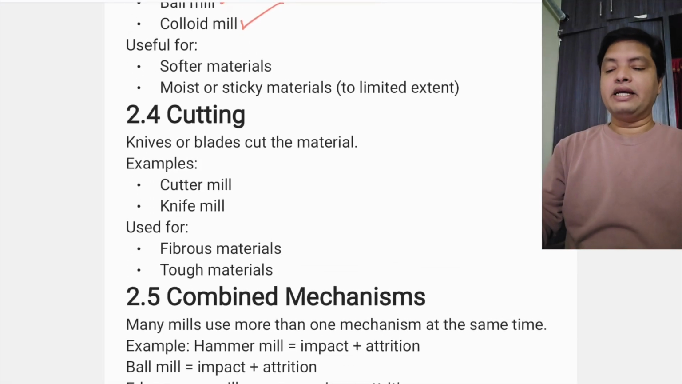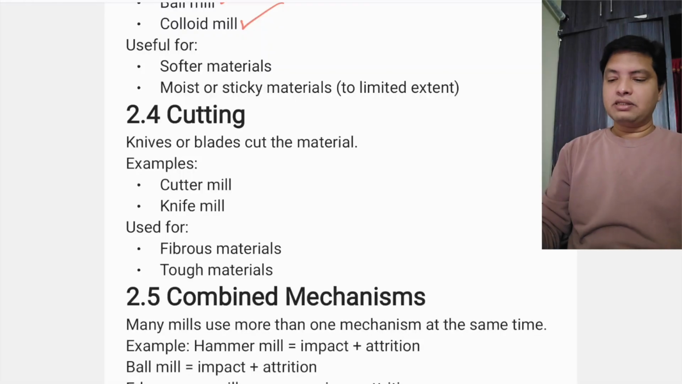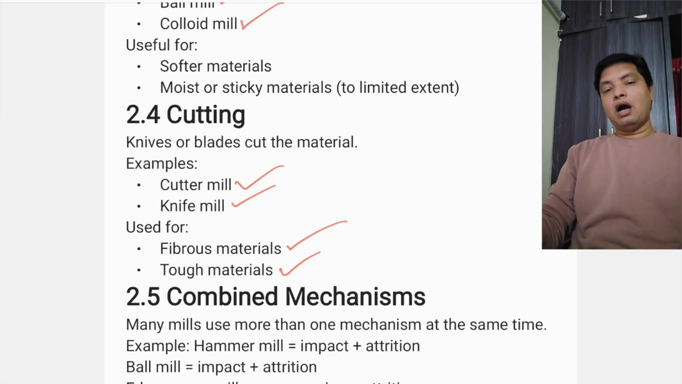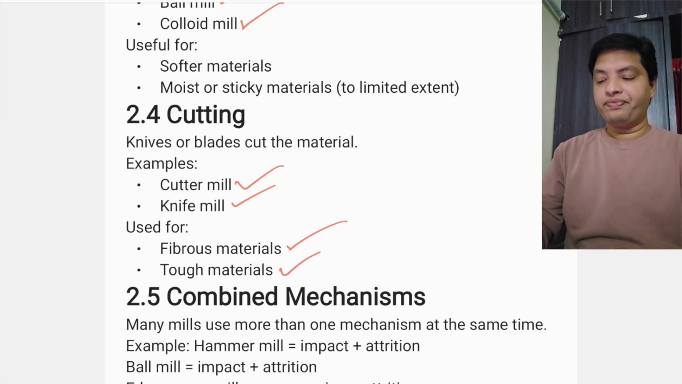Next is cutting. In cutting, we can cut the particles, so knives or blades are involved. So cutter mill or knife mill. Fibrous materials and tough materials are used in cutting.